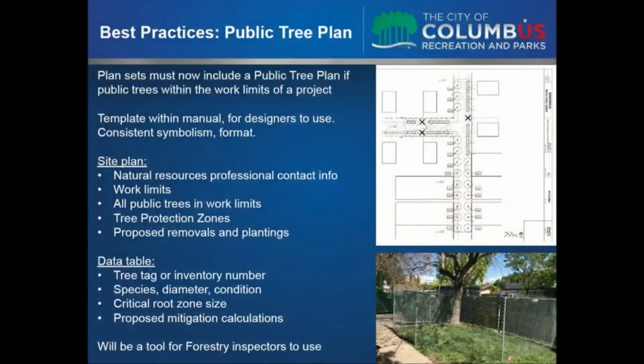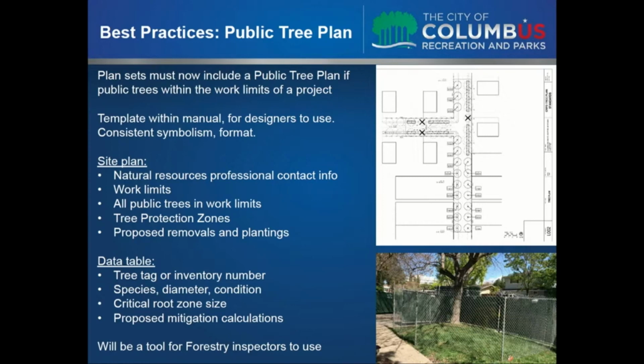For the first time, we are asking for a public tree plan. We're requiring that in our manual, and a visual example is there on the top right. Some of this information has been required through the executive order, but not necessarily in one place, in one consistent format. So what we're doing is having a template within our manual for designers to use when they're drafting plan sets, to have consistent symbols and consistent format. And this will really be a resource for those forestry inspectors to use throughout the project, to make sure that what was approved during plan review is what's actually being executed throughout the project.